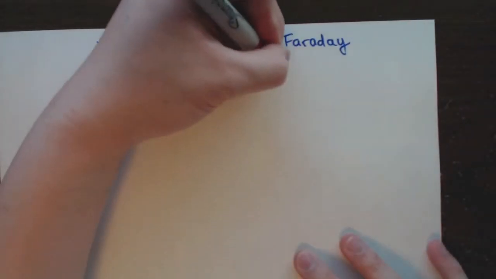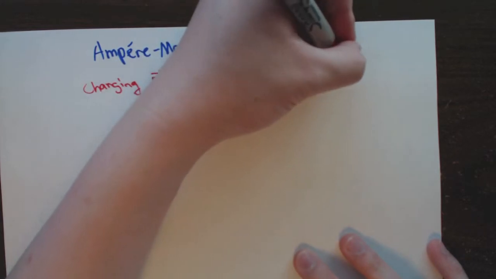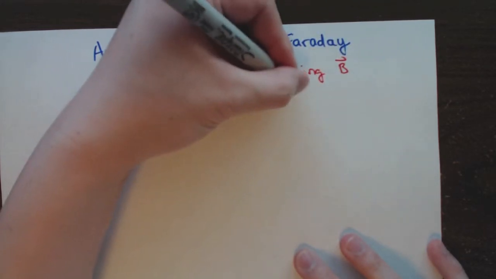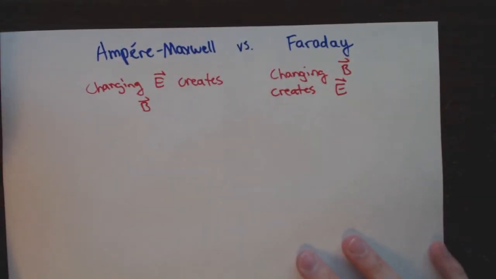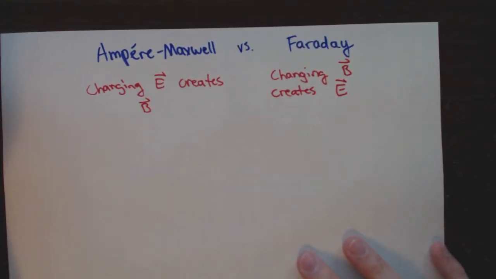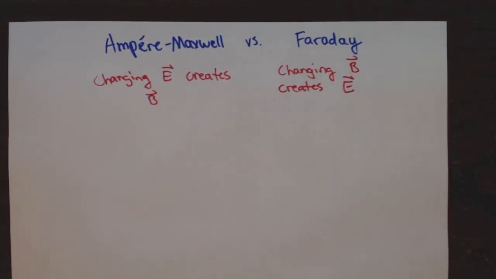The Ampere-Maxwell law tells you that changing E can create a B field. Changing electric fields create magnetic fields. Faraday's law is the reverse: changing B fields create electric fields. Now they're not exactly opposites of each other. They do behave slightly differently, especially in terms of the direction in which the fields are created.